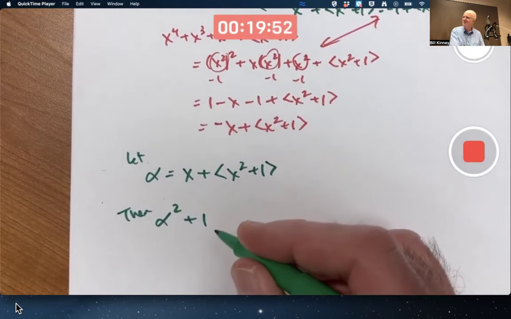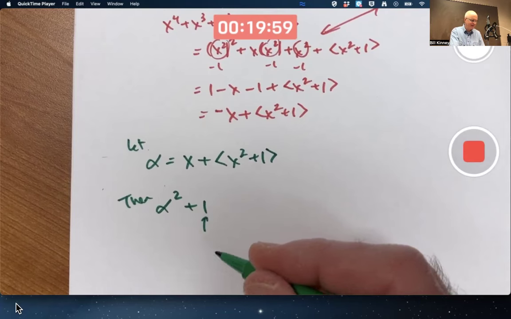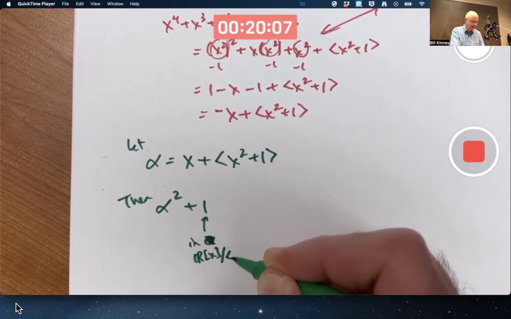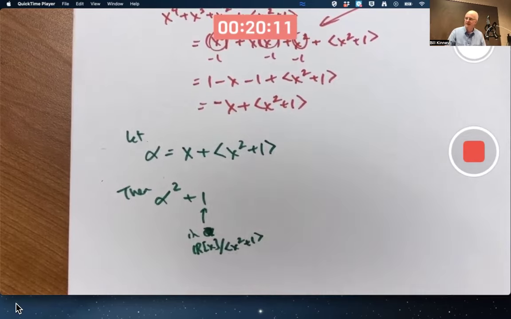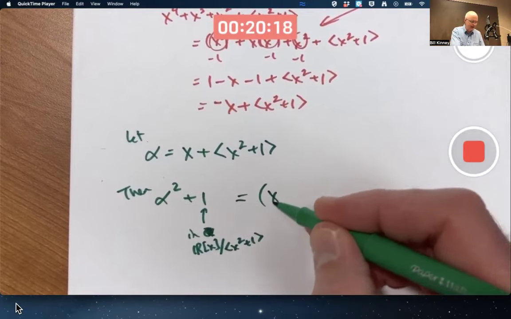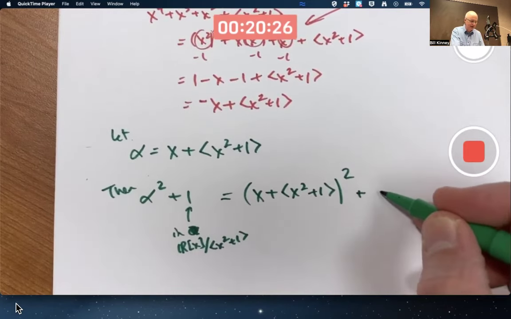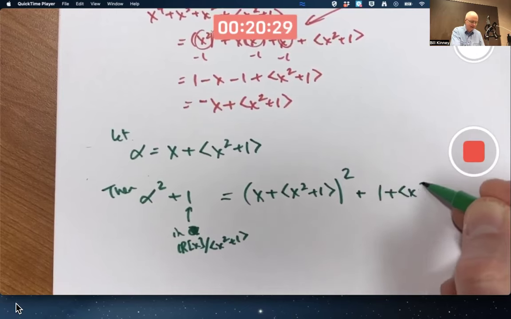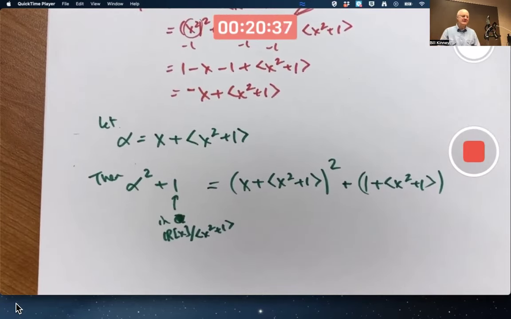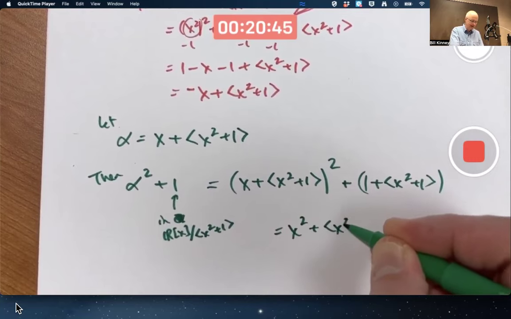And well, what would this 1 be? Is there a 1 in this ring? Yes, as long as you realize this is the 1 in this factor ring, the unity, which means it itself is a coset, though it doesn't look like a coset, does it? What is alpha? Alpha is this coset, x plus the ideal. I'm squaring that and adding the unity coset to it, which is 1 plus the ideal. What happens when I do these coset calculations? I'm squaring this coset, which means I square its representative, and get this coset.